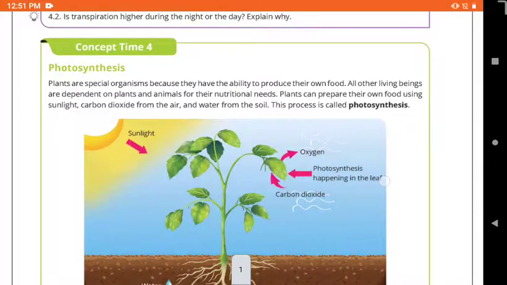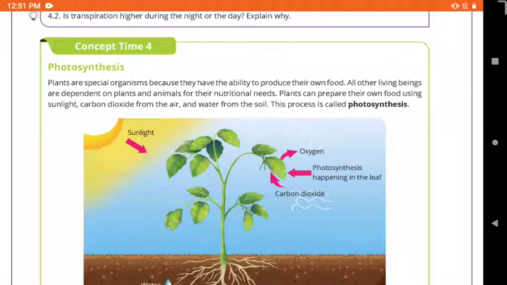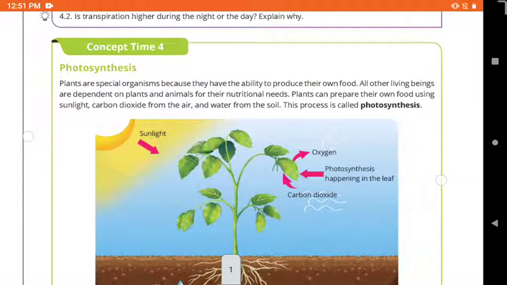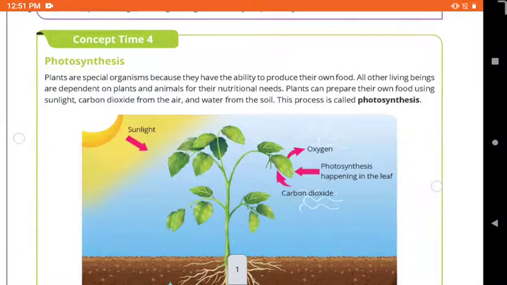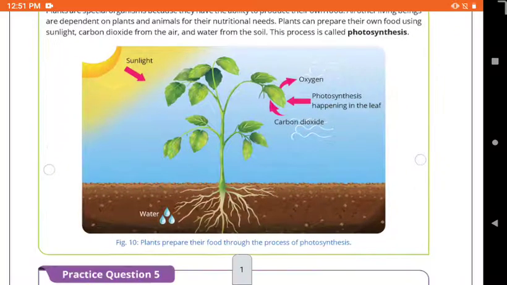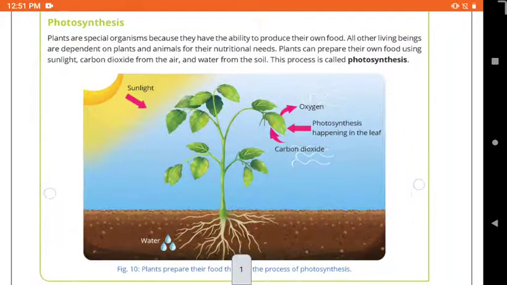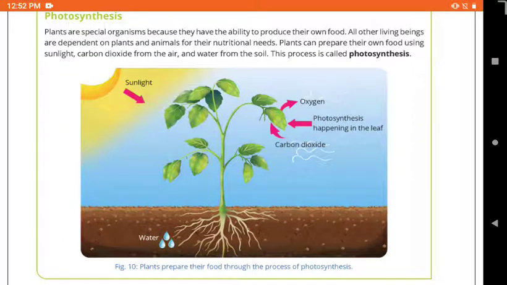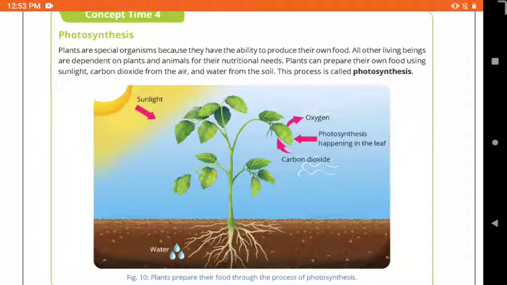Next we will read concept time 4, photosynthesis. Plants are a special organism because they have the ability to produce their own food. All other living beings are dependent on plants and animals for their nutritional needs. Plants can prepare their own food using sunlight, carbon dioxide from air and water from soil. So this process is called photosynthesis. You can see in this picture. Plants prepare their food through the process of photosynthesis. So we will discuss photosynthesis in our next class, okay? But you will read about this concept time 4.